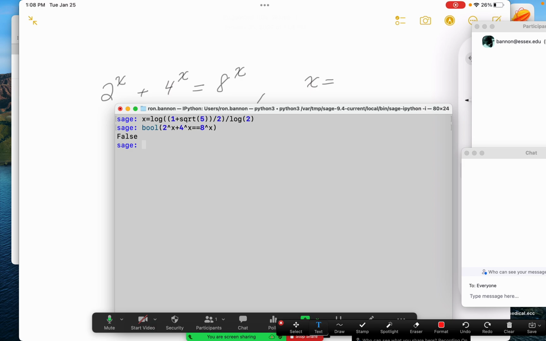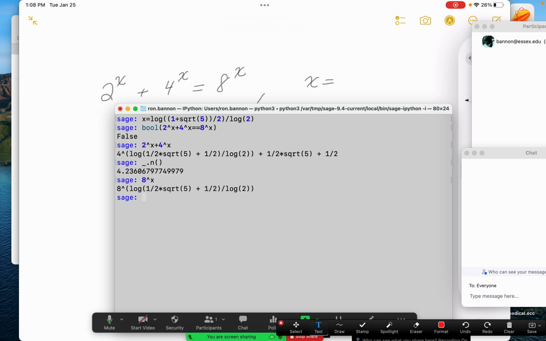But what I want to do is compare it. I want to do a numerical approximation. So I'm going to do 2 to the x plus 4 to the x, and I'm going to hit return. It gives me really a long expansion. And what I want to do is approximate it. Underscore means the output from the last command. The n is a shorthand for numerical approximation. And I get this number over here. And I also want to do 8 to the x. I want to show you what that looks like when Sage does the work.